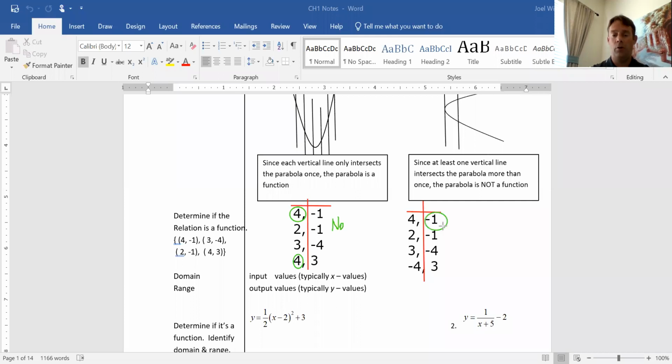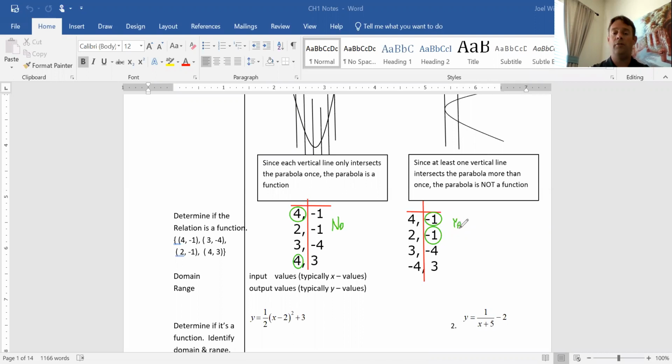I have -1, it's repeated twice. But that's okay, because all I'm looking at are the x values, or the inputs. Do any of them repeat? In this case, none of them repeat, so we're okay here. We'd say that, yes, this would be a function.